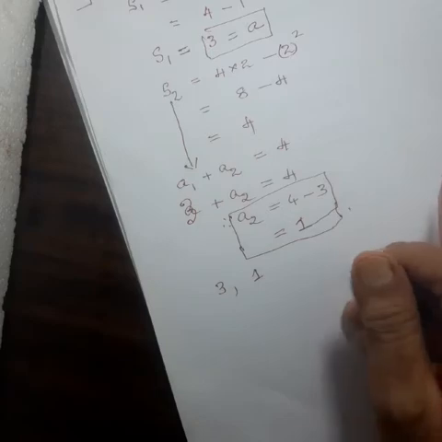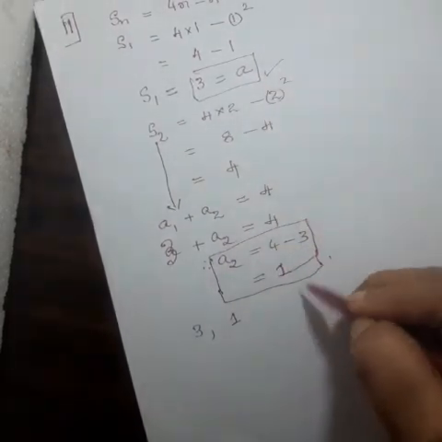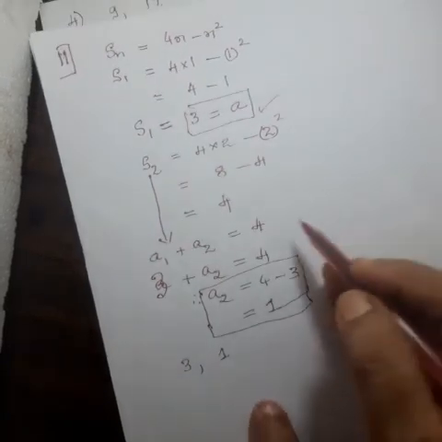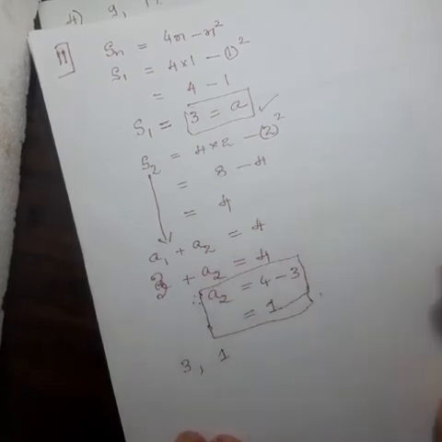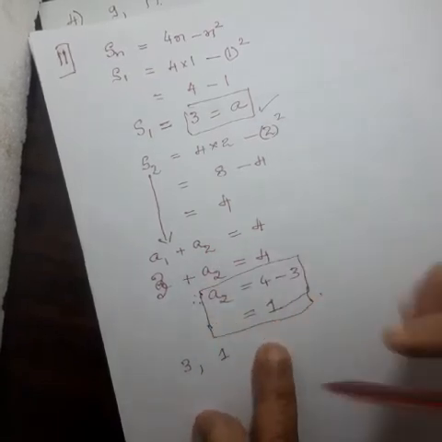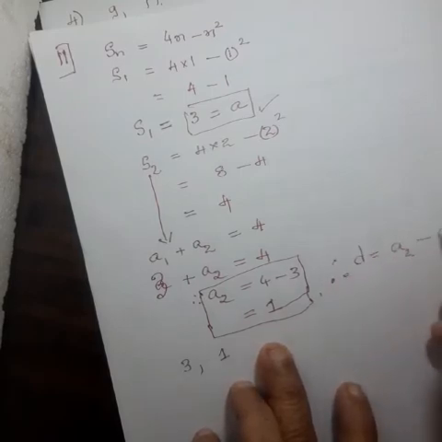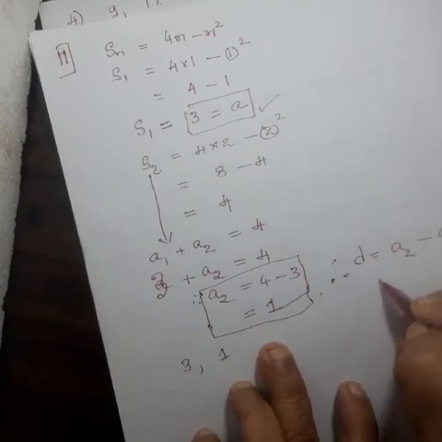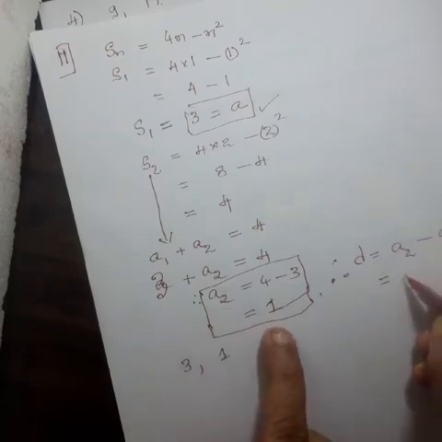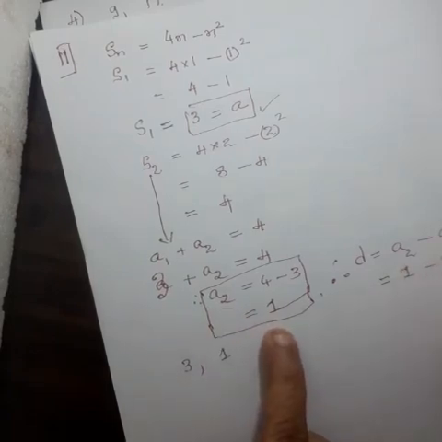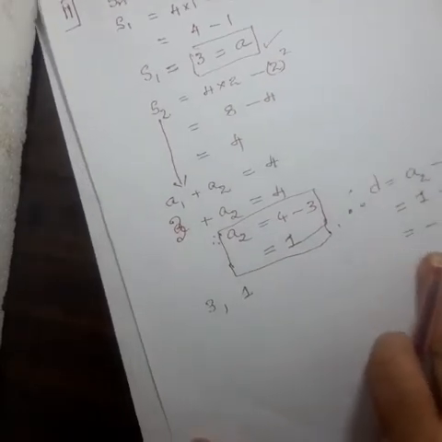Similarly, find the third. You know A, you know D. Okay, do you know D now? You have got A1 plus A2 is equal to 4, and A2 you have got 1. Now see, therefore D is equal to A2 minus A1. But where is your A1? It is 3, we have already found. What is your A2? It is 1. So 1 minus 3, which is equal to minus 1. So D is equal to minus 1.